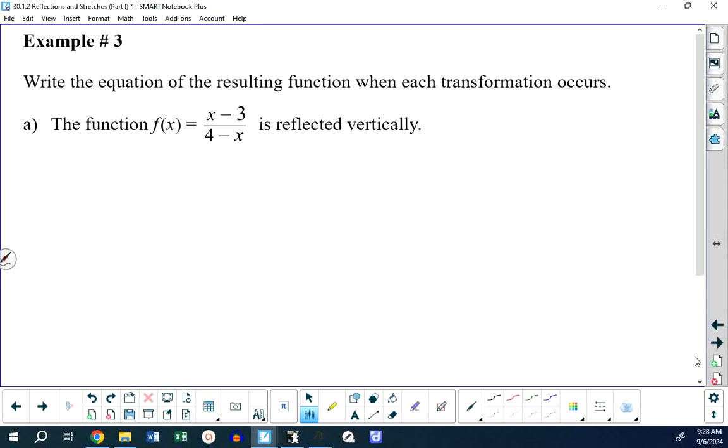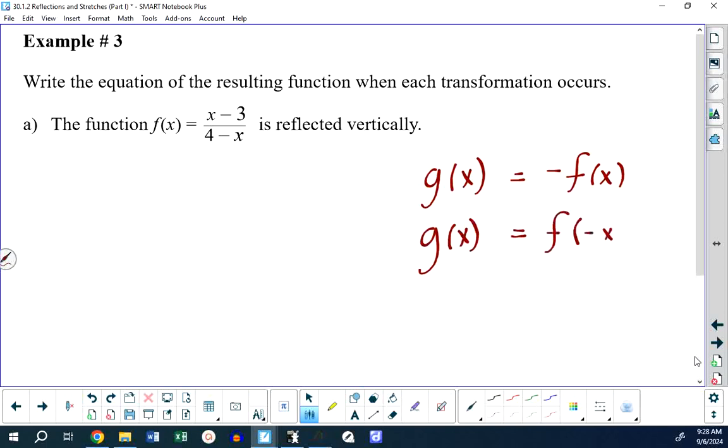Write the equation of the resulting function under each transformation. So the function is reflected vertically. If the function is reflected vertically, based on what we've learned, one of these is correct and one is not. This is maybe the memory thing. This is maybe the only memory thing in this lesson. You have to know which of these is a vertical reflection and which is a horizontal.